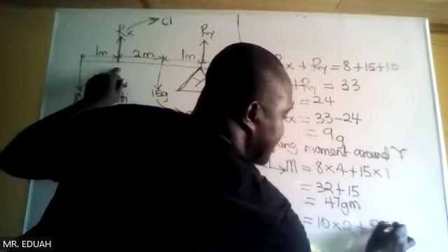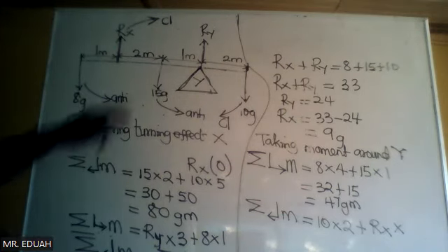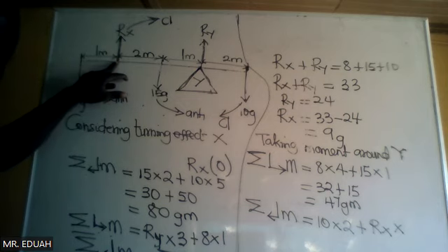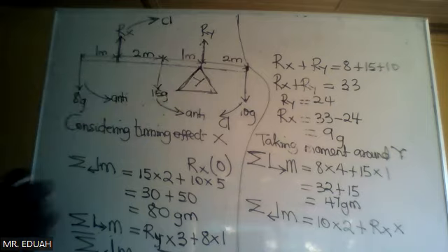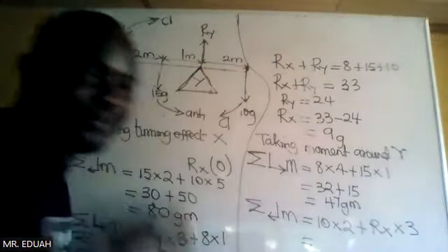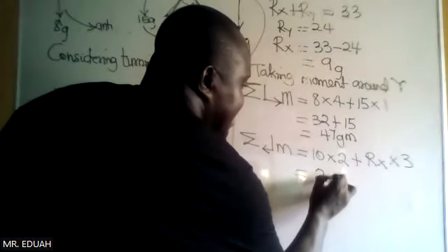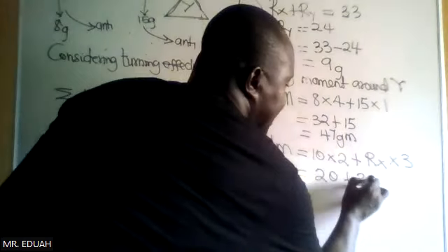Then Rx times what? Rx times 3. 1. Rx times 3. 2 plus 1, 3. So this is giving us 20 plus 3 Rx.